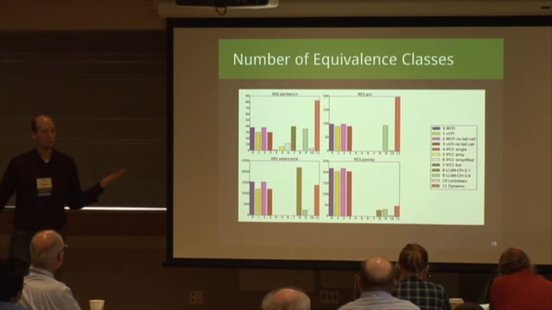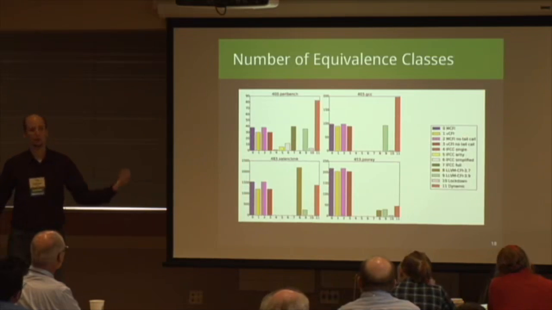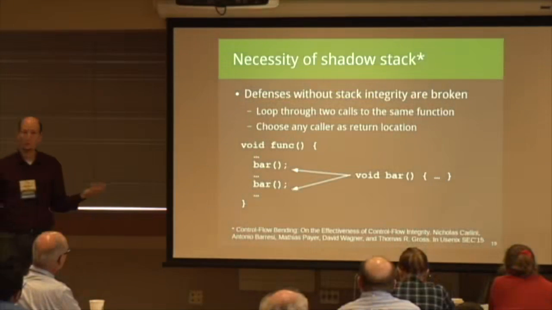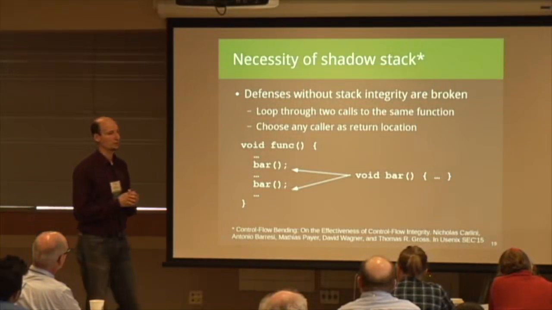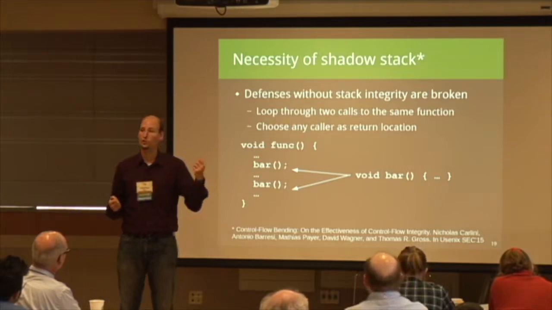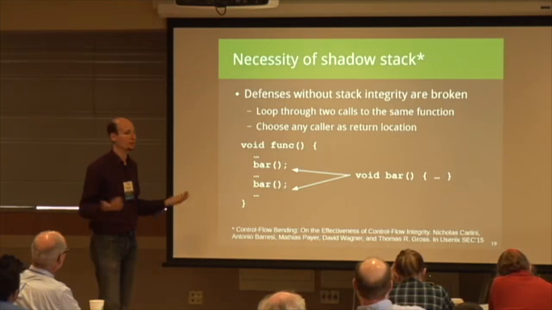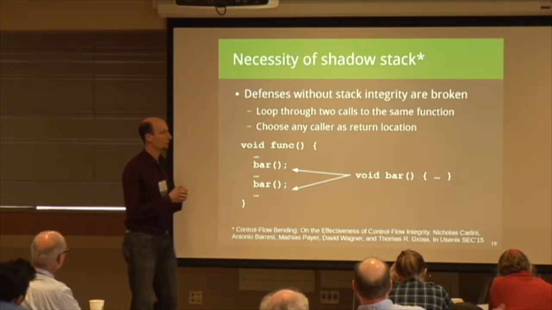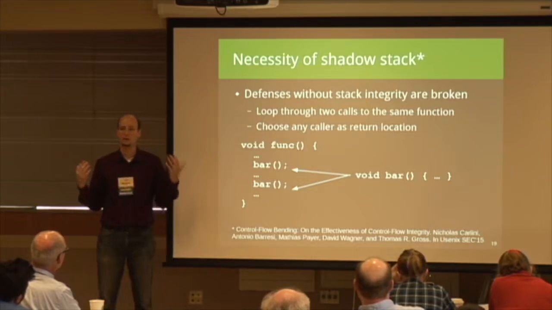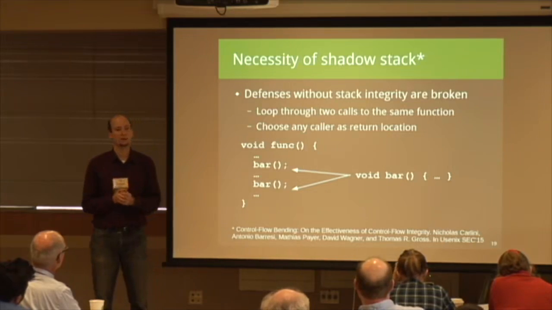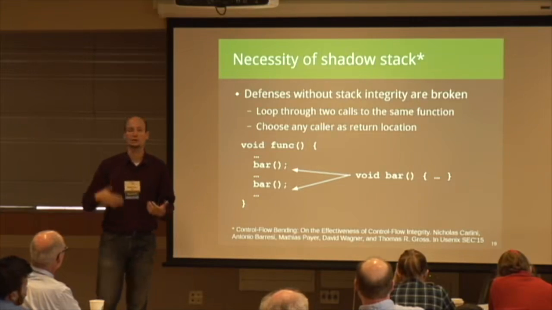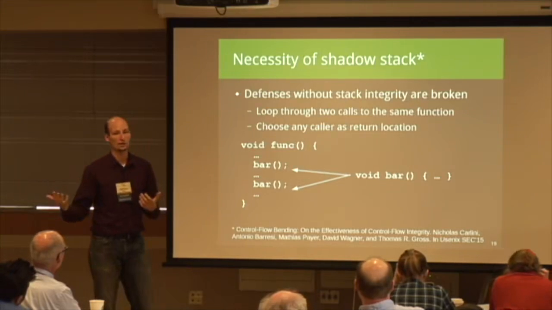So I talked a lot about the forward edge for indirect calls and virtual dispatch. But what about the return instructions? Return instructions push a valid return instruction target on the stack, and this can be overwritten through a simple buffer overflow. And what we figured out is that defenses without any form of stack integrity are inherently broken. So we need to protect the stack as well.